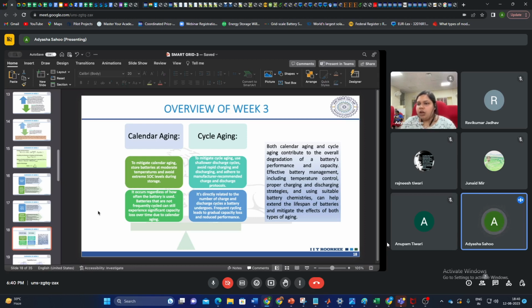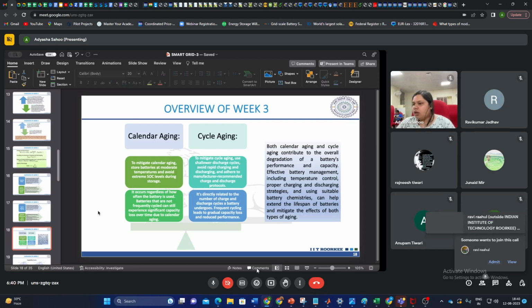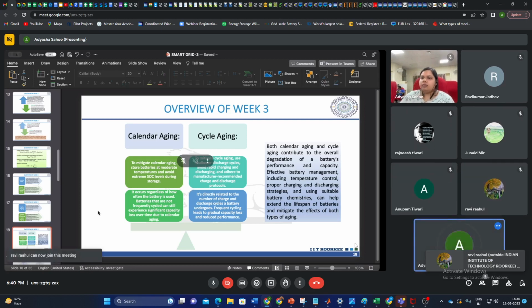Then coming to calendar aging, as we said, it occurs regardless of how you are using the battery. So even if you are not using it frequently, it will experience some loss in terms of its capacity due to the calendar aging. And cycle aging is directly related to the number of charge and discharge cycles of the battery, like how you are using it. And frequent cycling will lead to gradual loss and reduced performance.